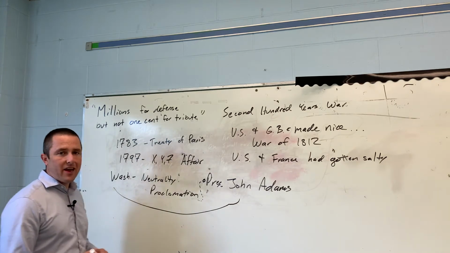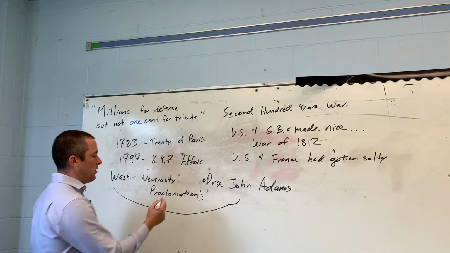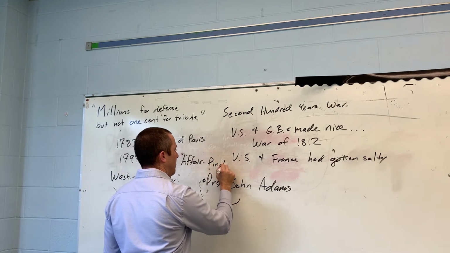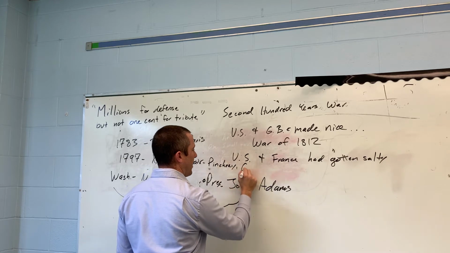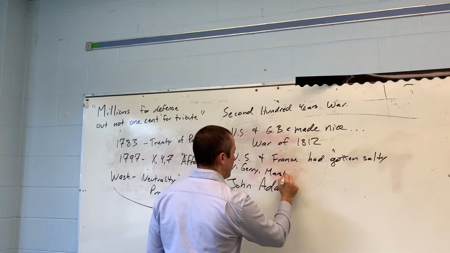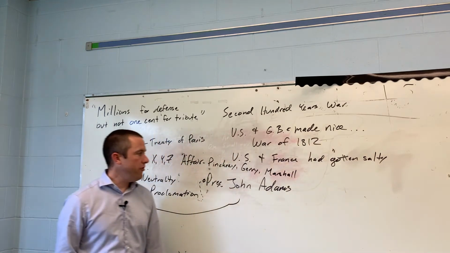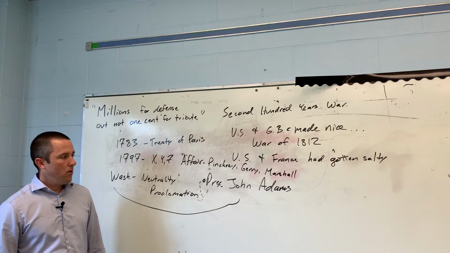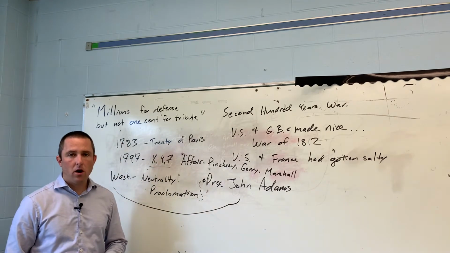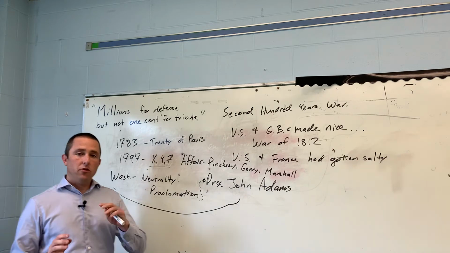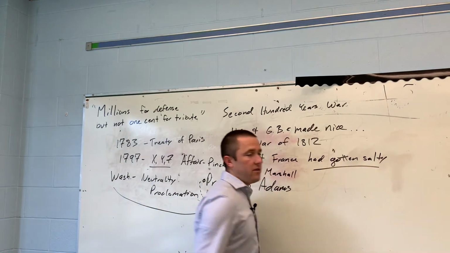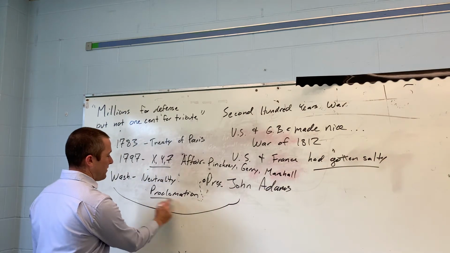And he says, we're going to send 3 delegates over to France. A guy by the name of Pinckney, I think I'm spelling that right, a guy by the name of Elbridge Gerry, and the most famous of all, John Marshall. 3 gentlemen. While there, they're going to talk to 3 people who are known later on as X, Y, and Z. So the United States and France not getting along at all. Things have gotten salty, even though we want to stay neutral.